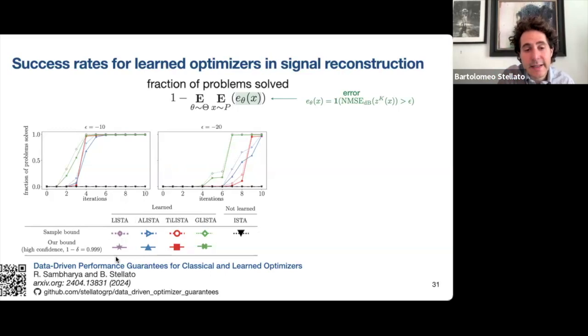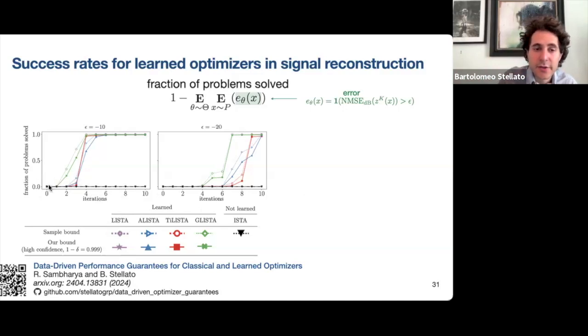The main difference is that LISTA was the first one that tried to learn almost the entire mapping between one iterate and the other, so it requires lots of data to work well. The other ones add more structure, so they require less data. The dotted black line is ISTA. What happens here is that the black line, ISTA, doesn't do much and cannot solve any problem within 10 iterations, which is expected because 10 iterations are very few. LISTA also cannot solve any problem. It's a bit hard to see, but it's exactly overlapping with the black line here. This is because it requires too much data to understand the structure of what's going on.